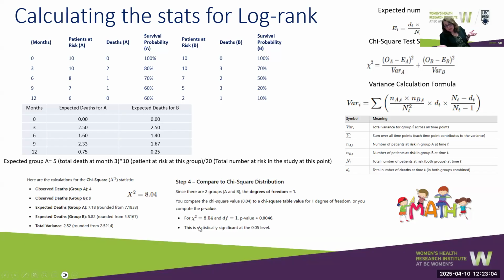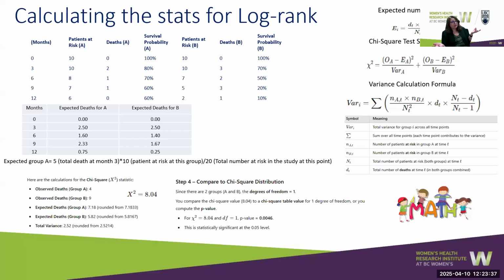Now we need to compare. Exactly the same as we showed in other tests, the degrees of freedom will give our critical value. For this specific case, for two groups, the degrees of freedom will be 1. And if you look in the book or in the computer, for chi-square with 1 degree of freedom, we can calculate that the p-value is 0.0046. So it's a statistically significant difference.